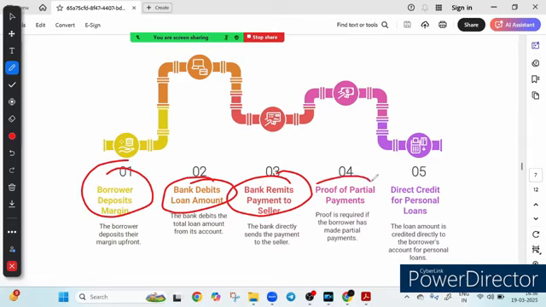Then there is a proof of partial payment, which means in certain cases if the borrower has already made partial payment to the seller, the bank will require proper documentation as proof before disbursing the remaining amount.